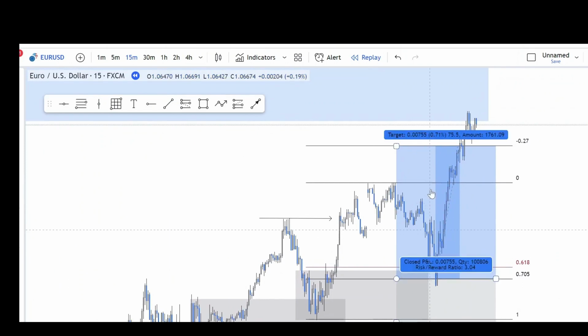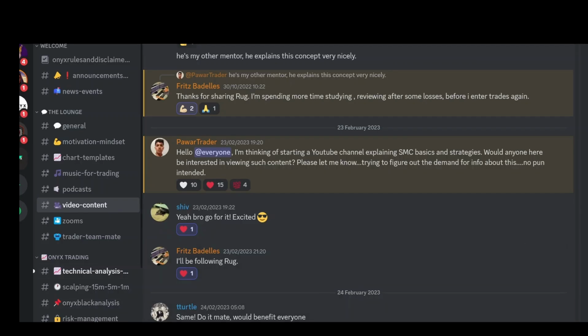And luckily I caught a nice trade here and ended up getting around a 3-to-1 on this trade here.